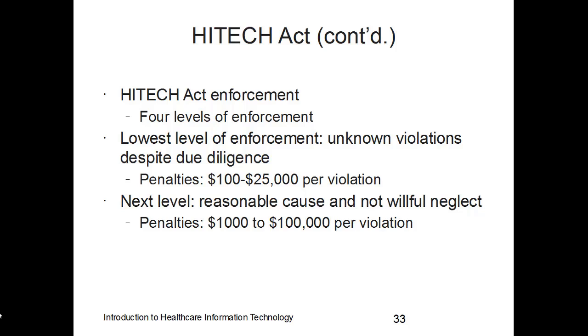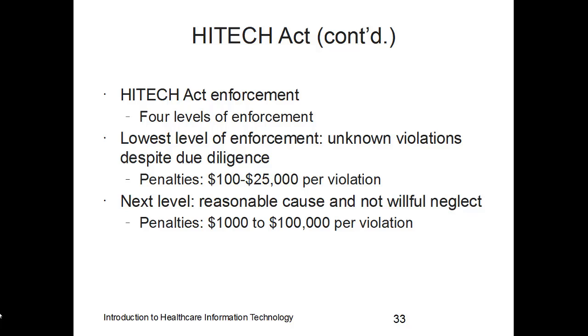And when it comes to the enforcement of the HITECH Act, there are 4 levels of enforcement. They get progressively more and more serious. The lowest level of enforcement is when there are unknown violations, despite due diligence. You made a mistake and didn't realize that you just made a mistake. So there's no intention behind it, there's no ill will behind it. Something just happened and you didn't know that you were doing something wrong. So the penalties here could be anywhere from $100 to $25,000 per violation.